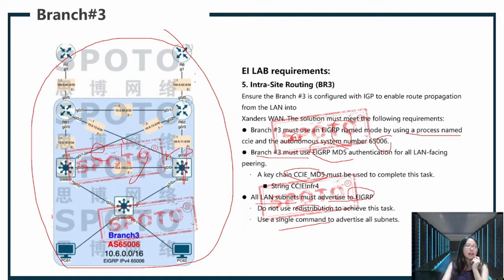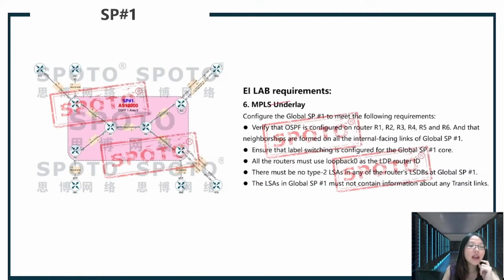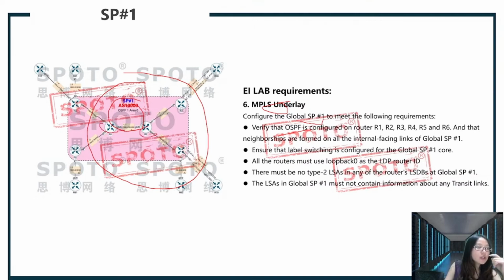And let's see the next part about the MPLS underlay. So this is the SP1 category. So we need to configure SP1 to meet the following requirements. We need to verify OSPF. So the underlay uses the OSPF protocol configured on these routers: router 1, router 2, 3, 4, 5, 6.